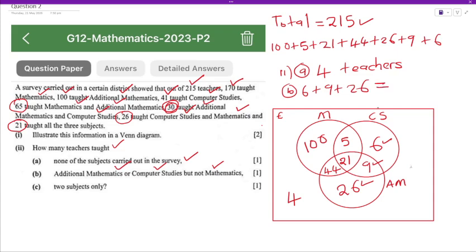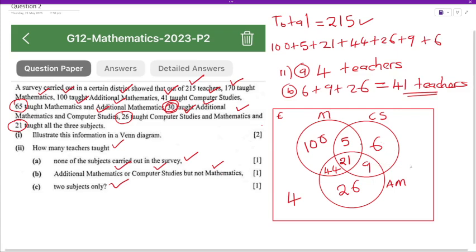Okay, so when you add that, what do you get? 9 plus 6 plus 26, that gives me 41. So that's 41 teachers. And you are done. The last one, how many taught 2 subjects only? 2 subjects only. By now, you should be good at identifying regions. Which regions are these? So we have the 5, the 9 there, and the 44.